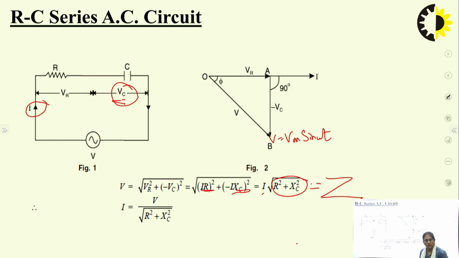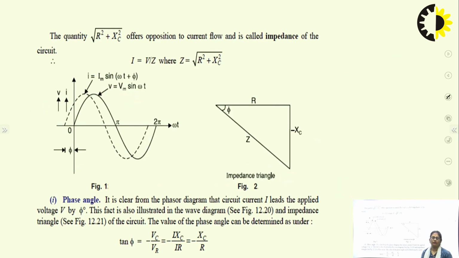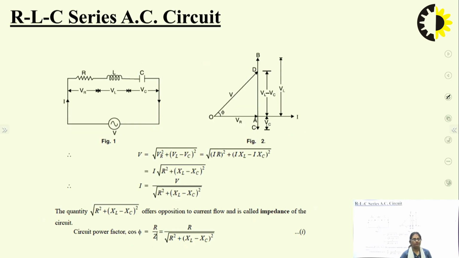So what should be the expression for the current? Obviously, this is leading the voltage, not by 90 degrees but with an angle phi. So I must write it as Im sine omega t plus phi. If this is my reference voltage, then the current will start earlier, so the current would be leading by an angle phi.